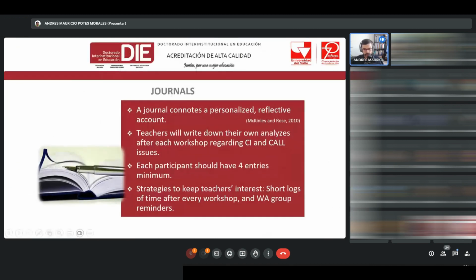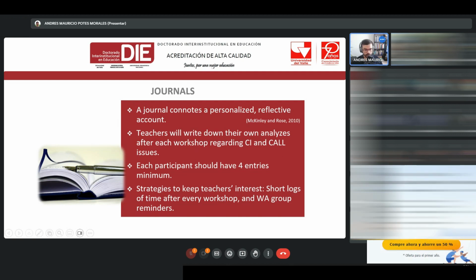Then we have journals. A journal connotes a personalized reflective account where participants record their own thoughts and behaviors related to a research topic or event being investigated. So teachers will write down their own analysis after each workshop regarding critical interculturality and CALL issues. Each participant should have at least 4 entries as a minimum.